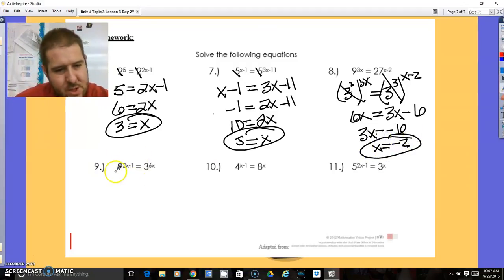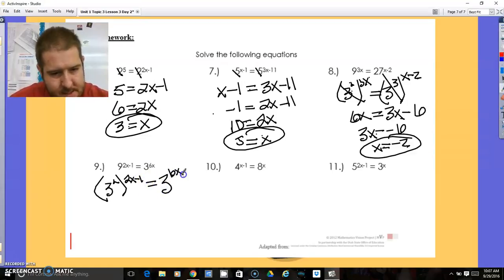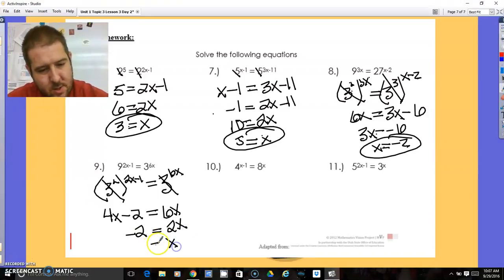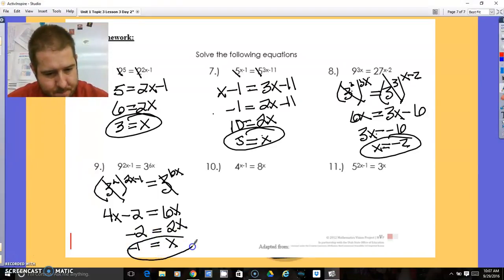Question number 9. Change them both to base 3. 9 is 3 squared to the 2x minus 1 power equals 3 to the 6x power. All right, so we've got both base 3s. So cross off the base 3. Keep in mind, don't want to get rid of the 2. We're just crossing off the base of 3. 2 times 2x is 4x, and 2 times negative 1 is negative 2. Equals 6x. Subtract 4x from both sides. Gives you negative 2 equals 2x. Divide both sides by 2 and you get negative 1.